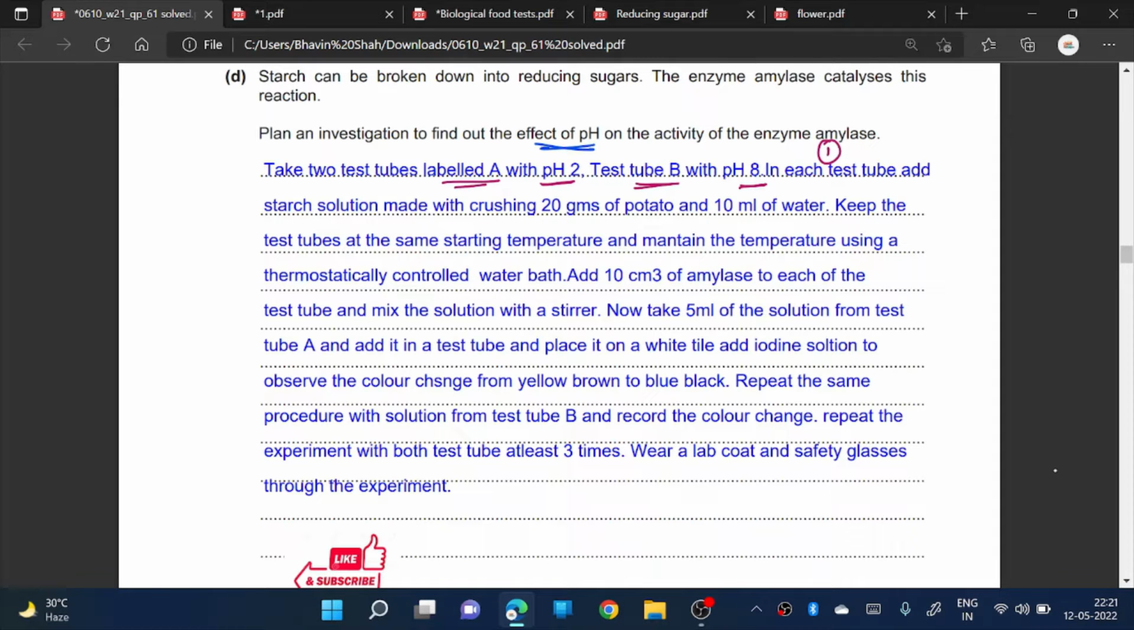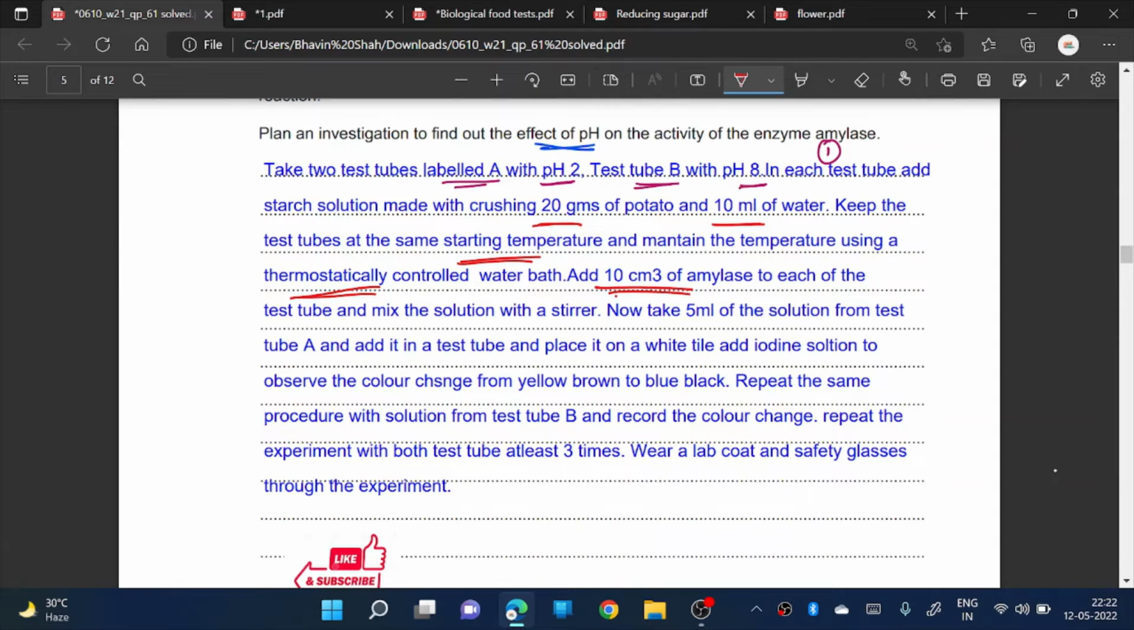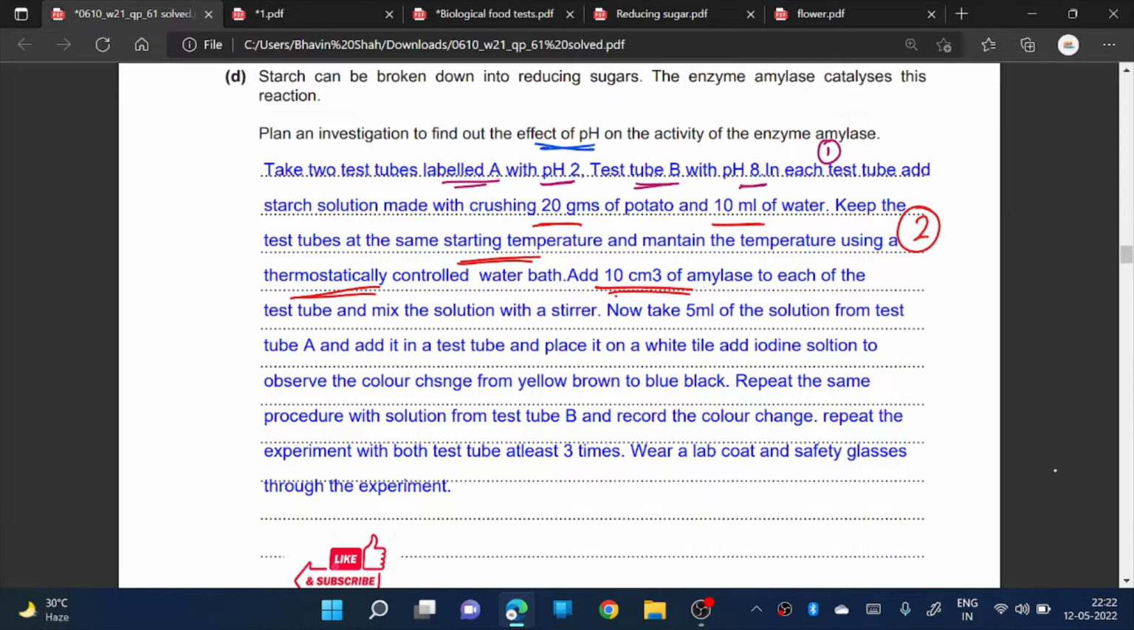So the 2 marks which you can grab is for the concentration of the amylase. So how are you going to make the starch solution first? You're using 20 grams of potato and adding 10 ml of water, crushing it with a mortar and pestle. Then you're going to keep the same starting temperature, maintained using a thermostatically controlled water bath. Adding 10 cm cube of amylase, all this can be your second mark, 2 marks.